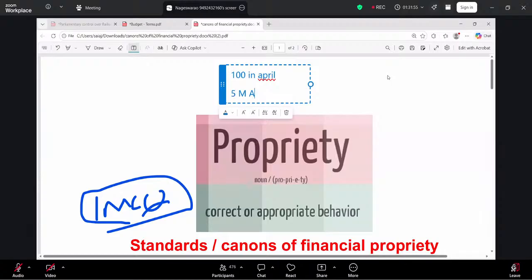What is 5 months actual? For example, this is 45 rupees. And what is 7 months estimate? Now we have to estimate the 7 months. This is 70 rupees or 65 rupees. Now tell me what is the total? This is the budget grant of 100 rupees in April.